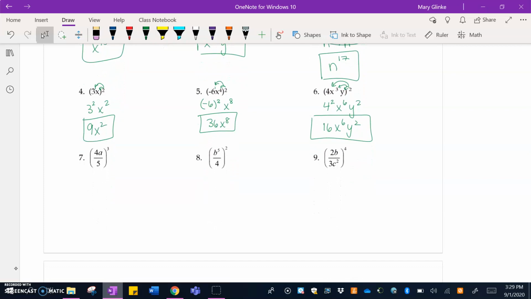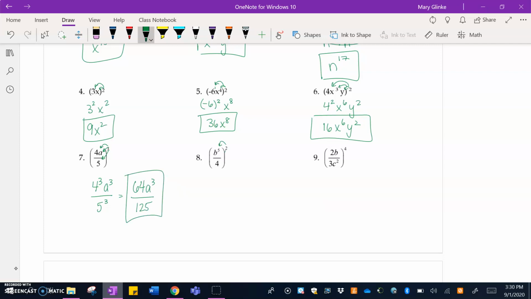So this power to the power rule also works with fractions. You're going to distribute this exponent to every different base in the numerator and in the denominator. So it's 4 cubed, a cubed, and 5 cubed. So you can do 4 times 4 times 4 to get 64. And you can do 5 cubed to get 125.